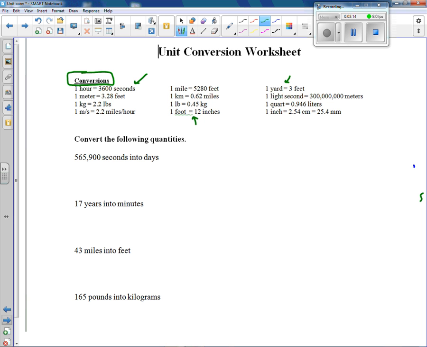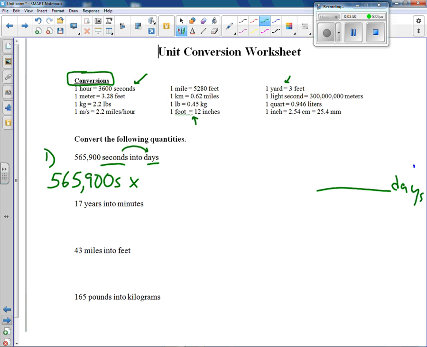Let's see how we use this to solve a problem. So our first example here, we'll call it number 1. It is 565,900 seconds. Change that into days. Change seconds into days. Here's how you do it. You write the number of seconds you're starting with, 565,900 seconds. And then at the end, I'll put the end goal here. The end is how many days is that? How do we do this? How do we change seconds into days?